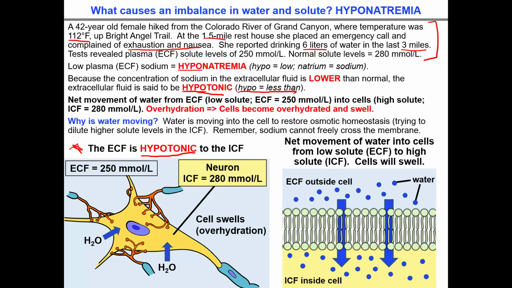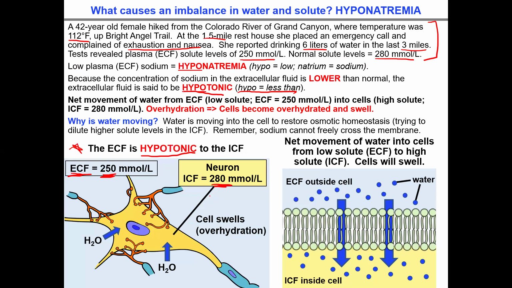Test reveals that the solute levels were at 250 extracellular, where our normal value should have been at 280. So what happened here is because she drank so much water, she caused an imbalance. There's tons and tons of water now on one side versus the other. So in this case, she greatly increased the amount of water in her extracellular fluid, again, causing a reduction in our solute, meaning that we have much more on the inside.